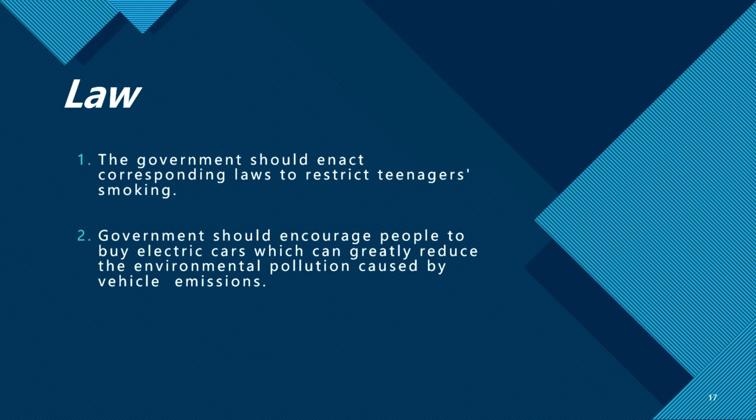A teenager under 18 who can easily buy cigarettes faces an increased risk of high blood pressure, heart disease, and lung cancer. Next, the government can encourage people to buy electric cars instead of normal cars, which can greatly reduce the pollution caused by vehicle emissions. People who drive after drinking alcohol should be punished, maybe even sent to jail. Limiting this irresponsible behavior can reduce injuries on the road.